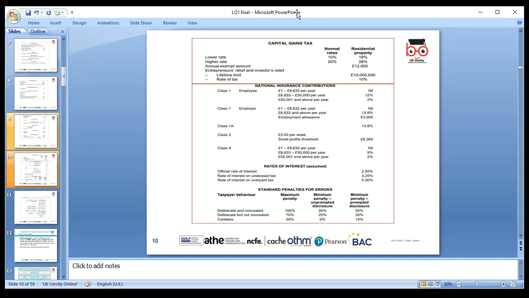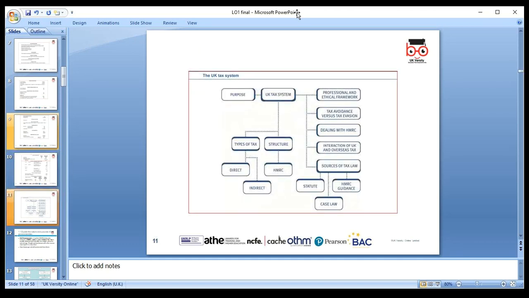Okay, then we have these. Then we have interest rates as well, official rates. That's what HMRC charge if you don't pay or you have outstanding liabilities. Then we have, deliberately, yes, standard penalties for errors. So these are all there. So that's what we can look around. For the UK tax system, we know the types of tax can be direct, indirect.